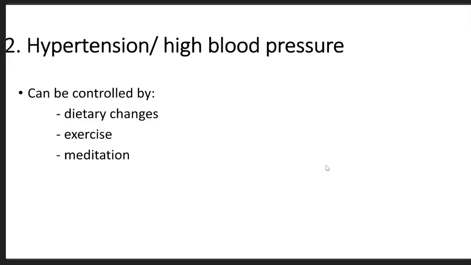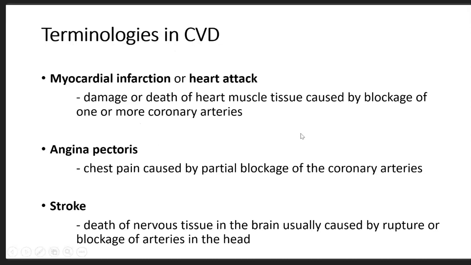So and then some terminologies, myocardial infarction or heart attack. Okay, so damage or death of heart muscle tissue caused by blockage of one or more coronary artery. Okay, and then angina pectoris, chest pain caused by partial blockage of coronary arteries. And then stroke. Okay, stroke, which is death of nervous tissue in brain, usually caused by rupture of blockage of artery in the head. Okay, so itulah dia.